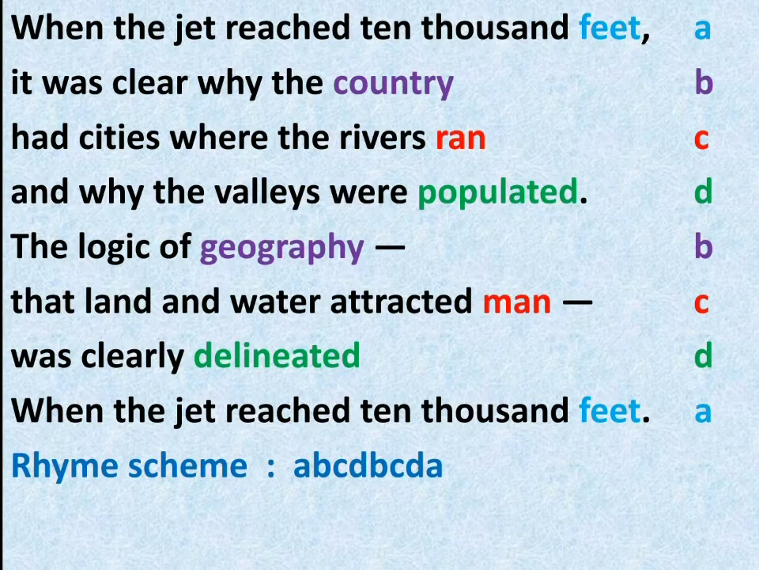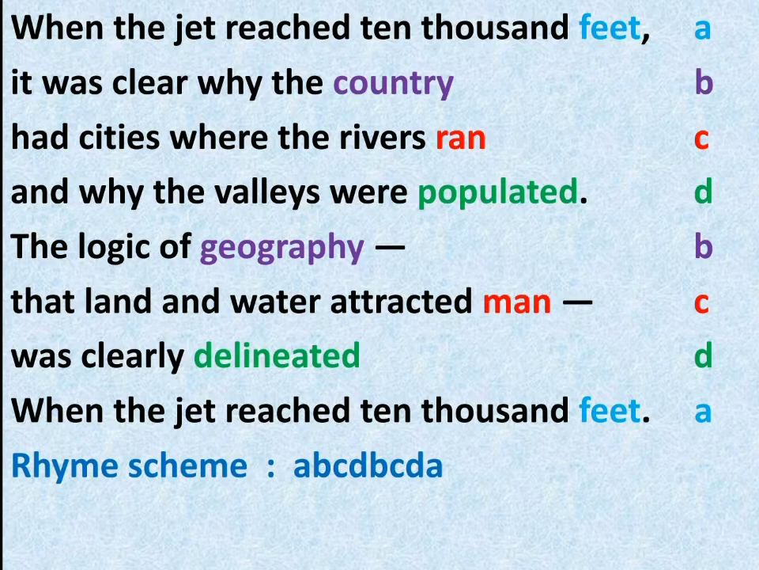Now ran. Ran also doesn't rhyme with the other two words. So we'll take C. Then populated, it also doesn't go with the other three. We take D. Then geography. Geography and country both rhyme. For country we have given B, so for geography also we'll give B, right? Next, man. Man goes with ran.